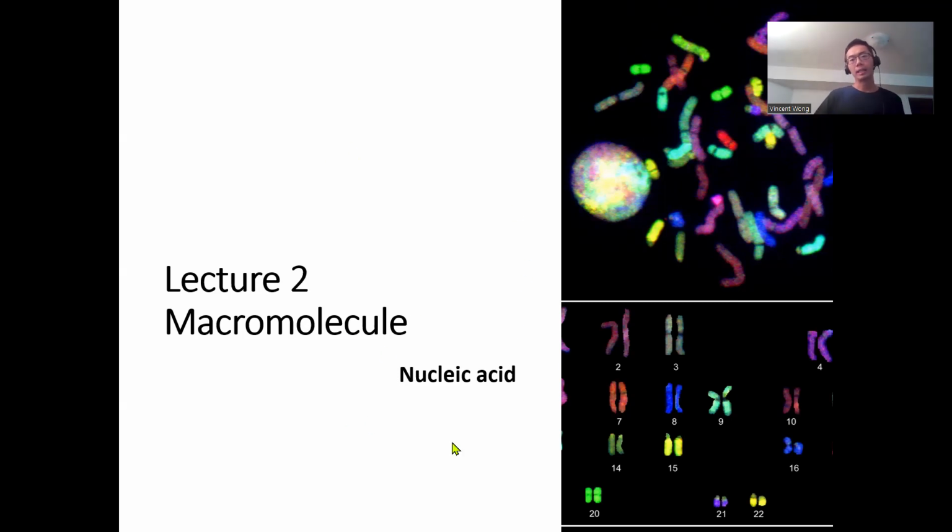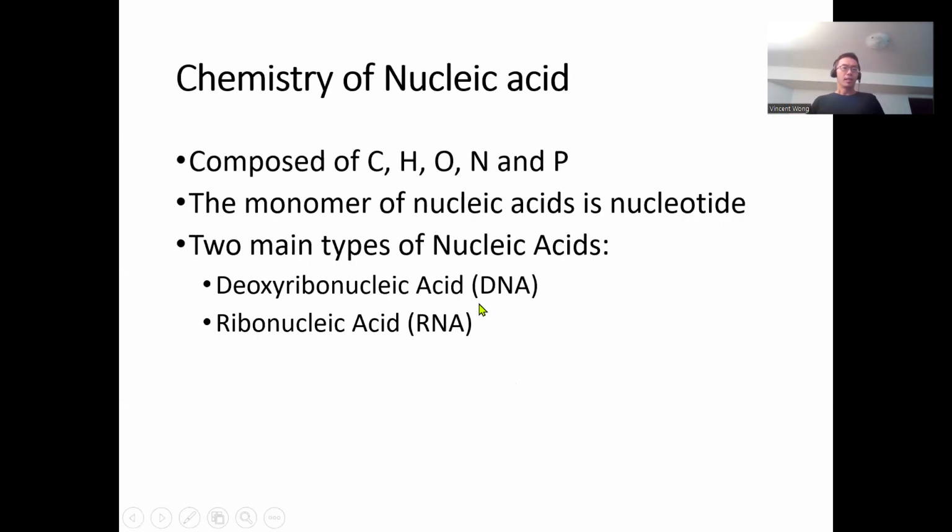All right. So the last macromolecule that we're going to look at is nucleic acid. Chemically, nucleic acid is made up of the 3 things that are common in all of them, C, H and O, and then we also have nitrogen as well as phosphorus. The monomer for nucleic acid is something called a nucleotide. And there are 2 main types of nucleic acid.